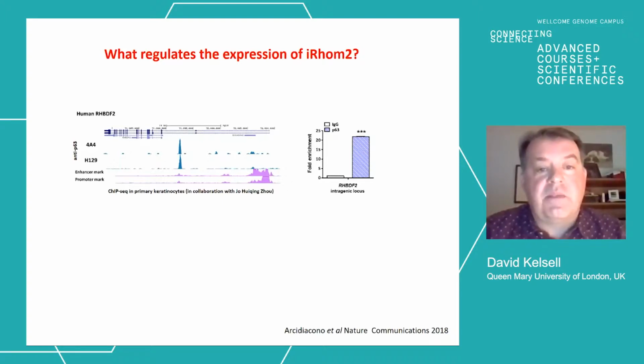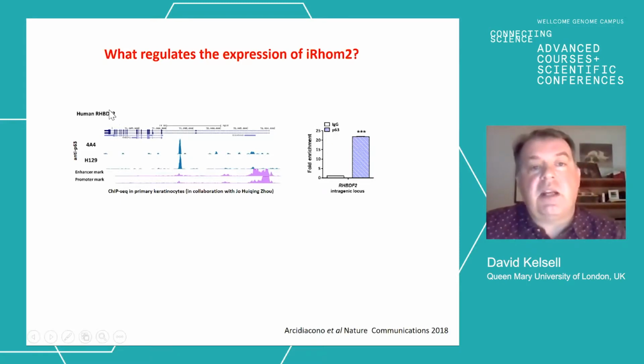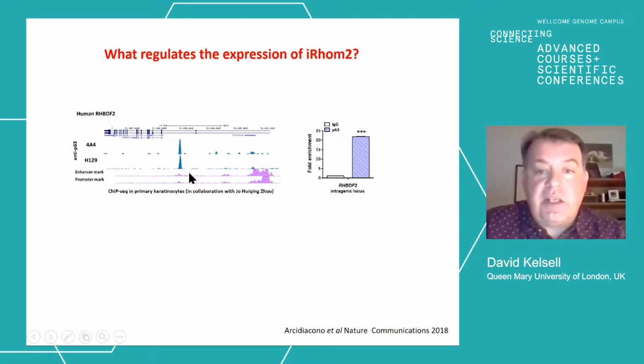And this dataset was available, and we said, well, is there any evidence that P63 could be regulating iRhom2? So this is the gene RHBDF2, which encodes iRhom2, and you can see there's a P63 peak here in a downstream presumed enhancer region. We then cloned this region and looked to see if indeed P63 could bind to that region, and sure enough it does.